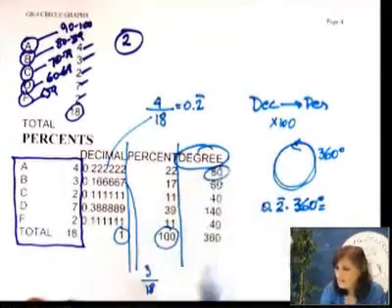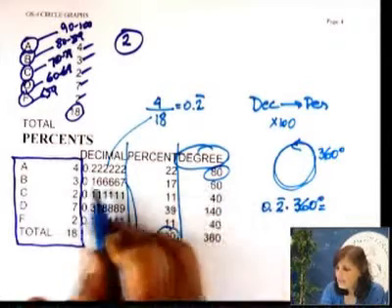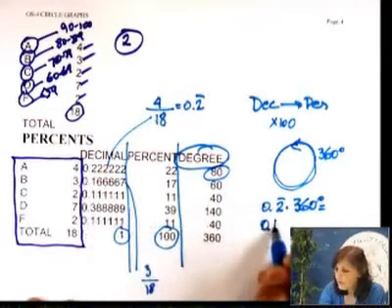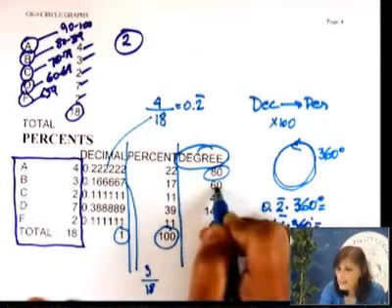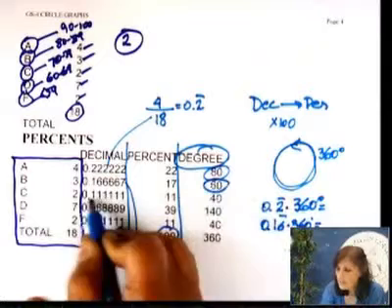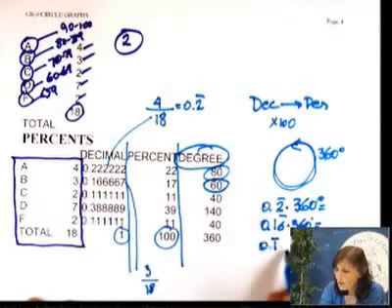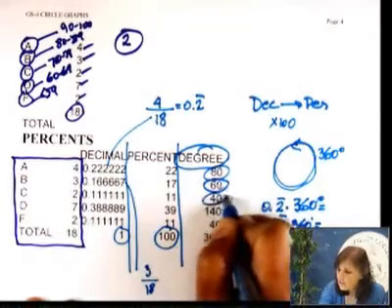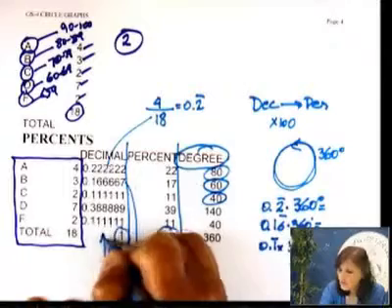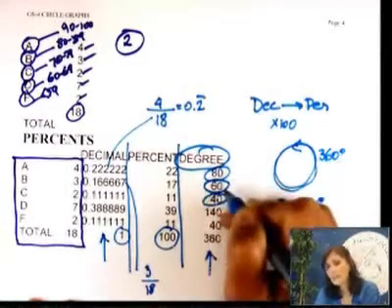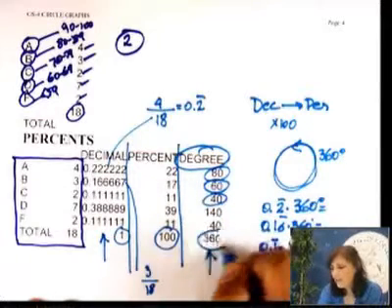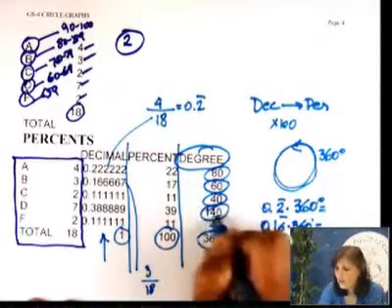When I do that, I get 80. And when I do the same thing, 0.16666 times 360, I get 60. When I do the same thing, 0.111111 times 360, I get 40. So these are the degrees: the decimal times the 360. And that means these are the degrees of the slice, and they have to add up to 360. I do that for each line.